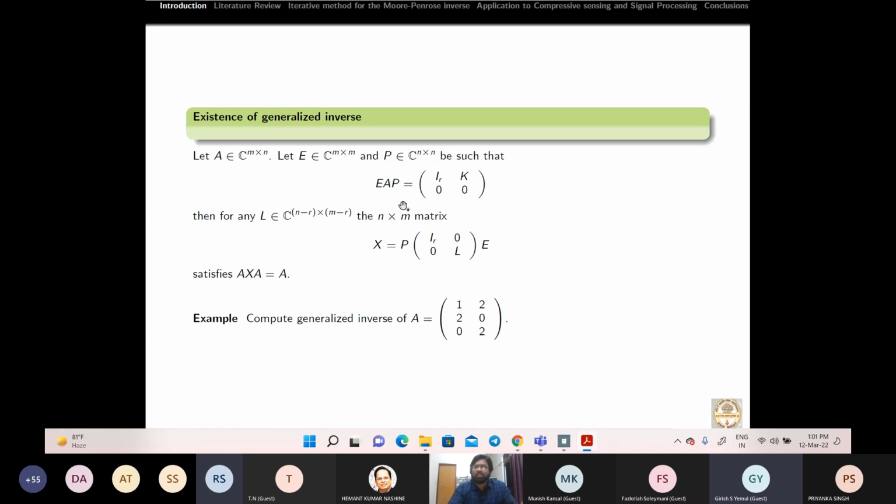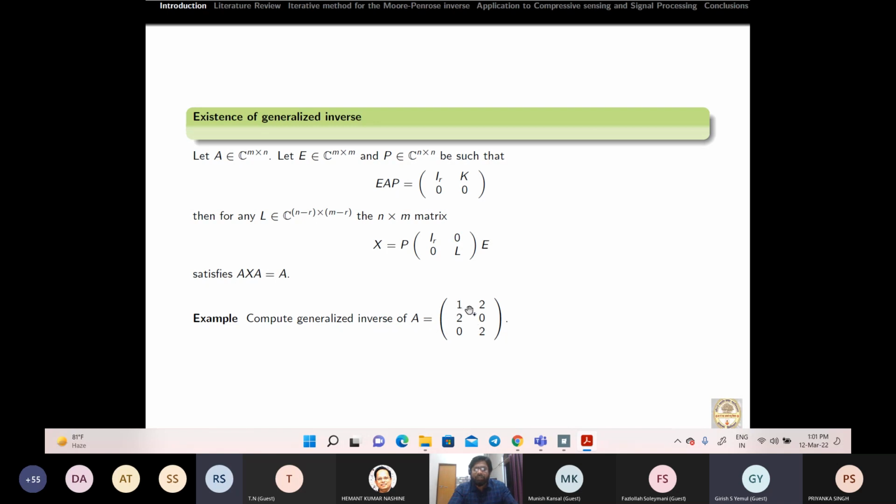This is the theoretical analysis, because for any matrix we can have this particular form, and once you have this form, you have its generalized inverse, where L is any arbitrary matrix of order n minus r cross m minus r. I can also show how this satisfies AXA equals A, and I will also apply this result to compute the generalized inverse of this particular matrix.